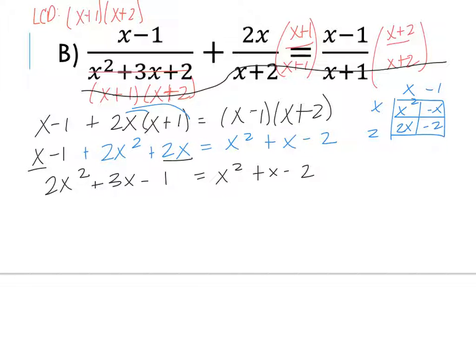At this time, you should recognize that you have a quadratic equation on the left and a quadratic equation on the right. So in order to solve for x, we need to move everything to one side, and I'm going to move everything to the left. So to do that, I'm going to subtract x squared, subtract x, and add 2.